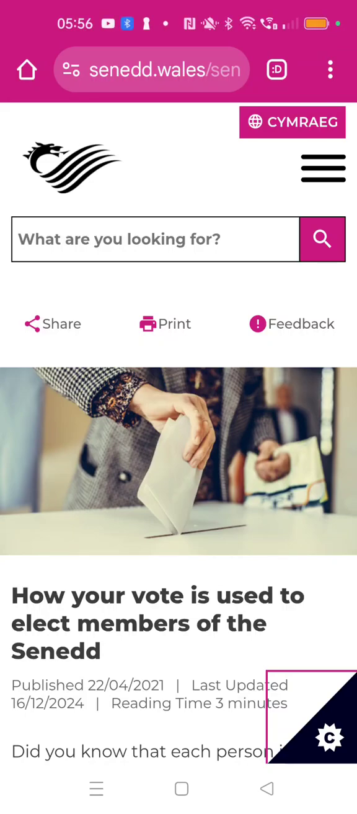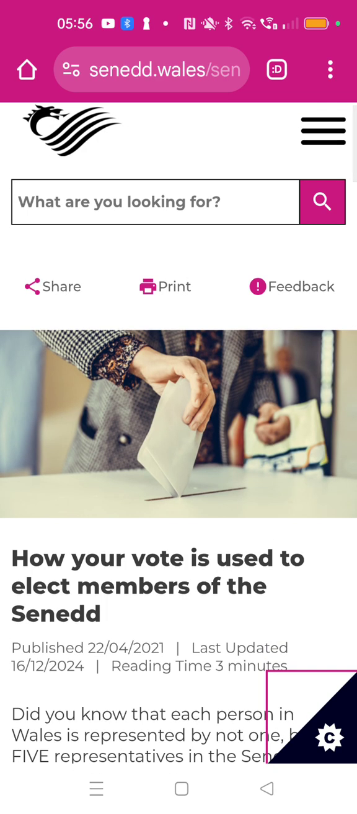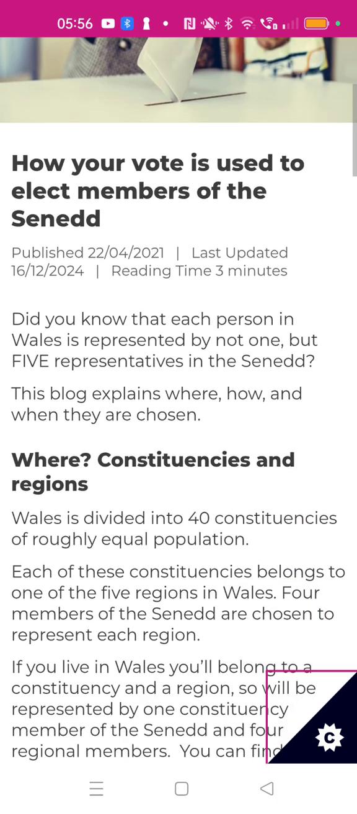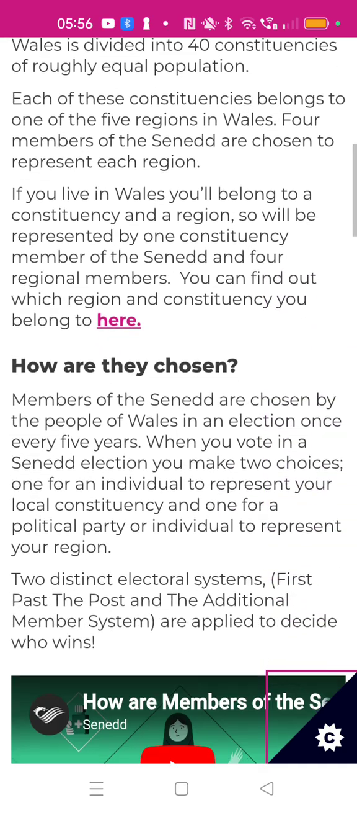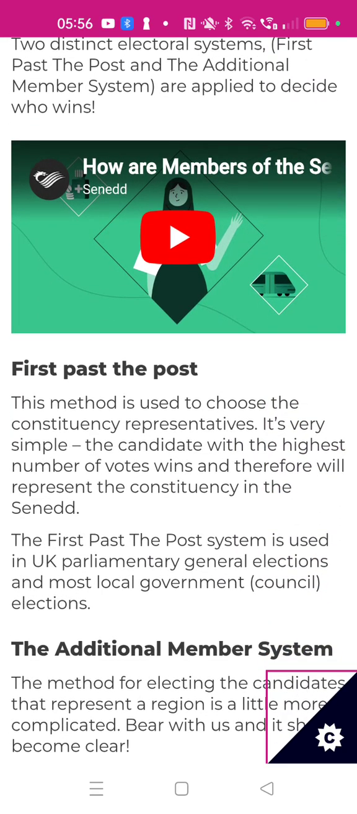So I'm just looking at this voting system for Wales, because I didn't realise how it worked. I thought each region and area just had one representative in the Senate, right? But they've got a number of representatives in the Senate. Now they've got these two different systems alongside each other, right?